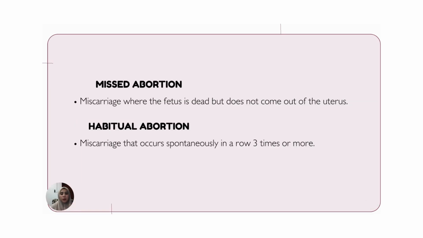The third type of abortion is missed abortion, which is a miscarriage where the fetus is dead but does not come out of the uterus. And habitual abortion is a miscarriage that occurs spontaneously three times or more in a row.